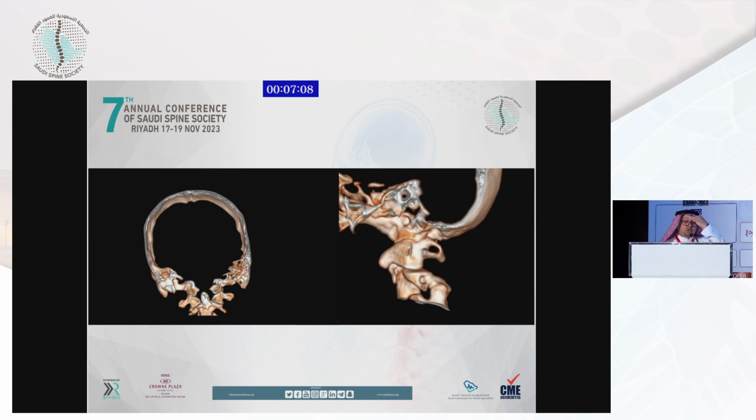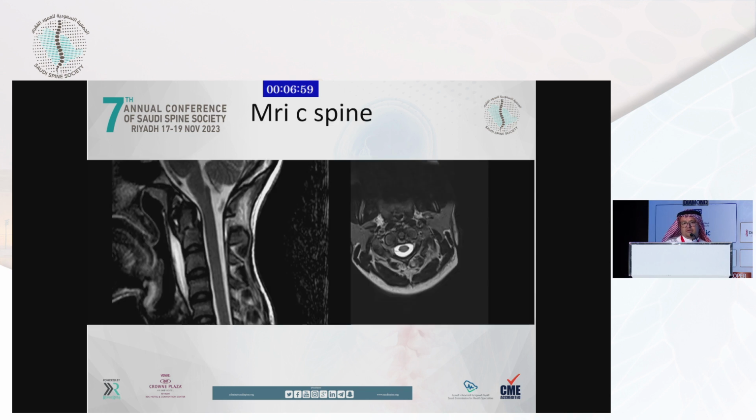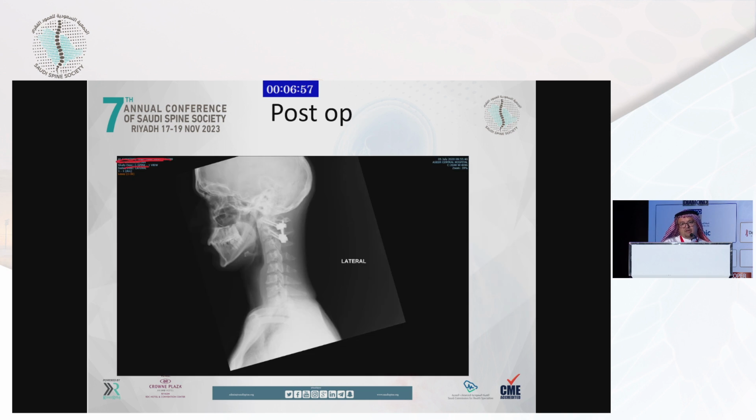And again, while the patient is supine, we do baseline neuromonitoring, and then we flip him, and we do another baseline neuromonitoring. We make sure it's reduced, and then this is the pre-op MRI, and this is the post-op.